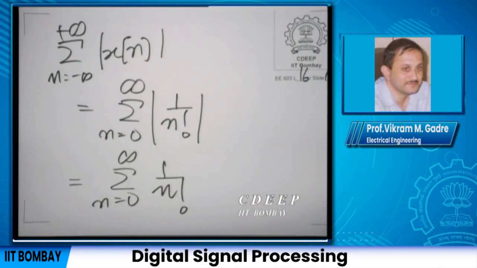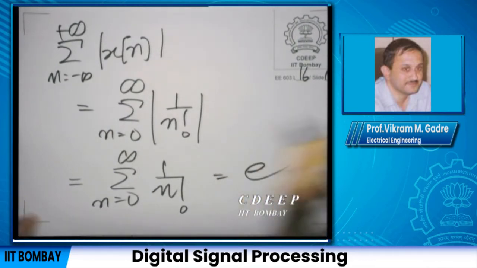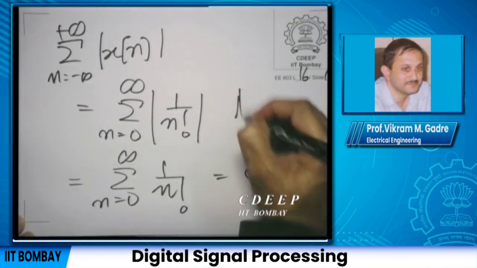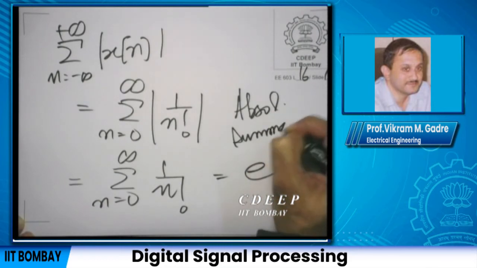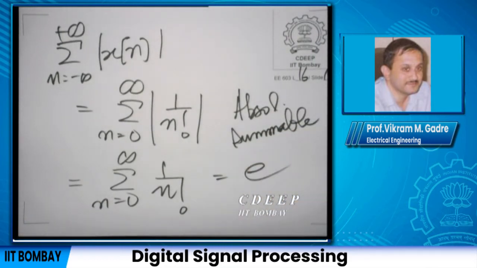This is essentially e raised to the power of x evaluated at x equal to 1. This is e, the standard Neperian base, and that is of course finite, and therefore this is absolutely summable, and therefore the system is stable. So, if a system were to have this impulse response, it would be both causal and stable.